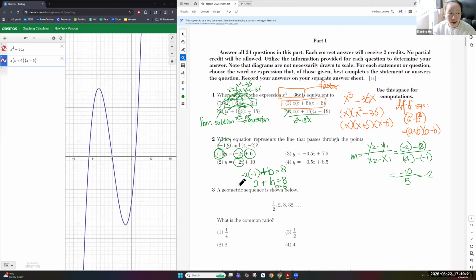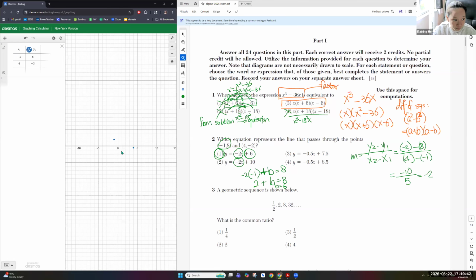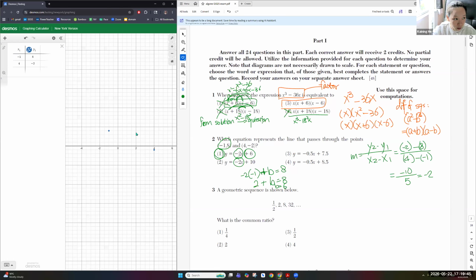But once again, if you want to use the Desmos graphing calculator, let's take a look at what happens. They will allow you to put in tables, which is the 2 points, whatever it is that they give you. We have it in here, which is -1 and 4 for x, and the y coordinates are 8 and -2. So these are the 2 spots that literally show up right here.